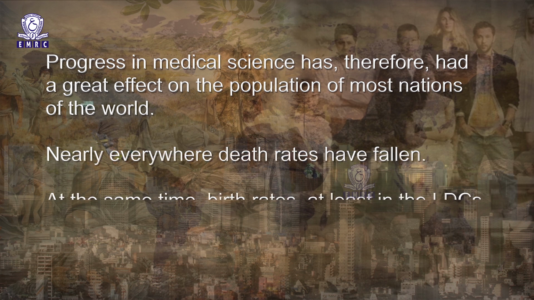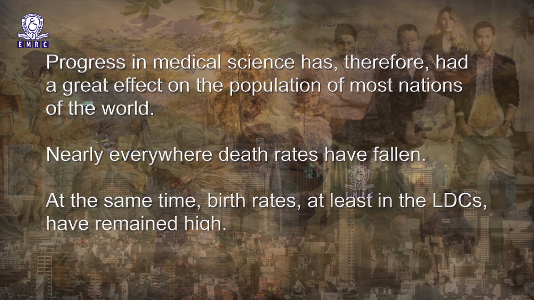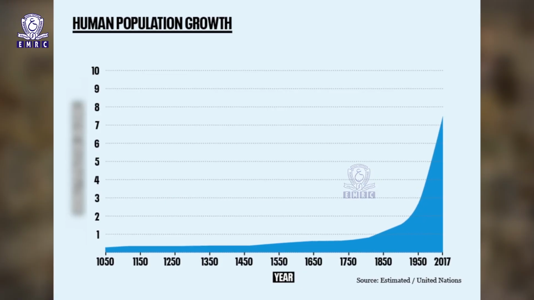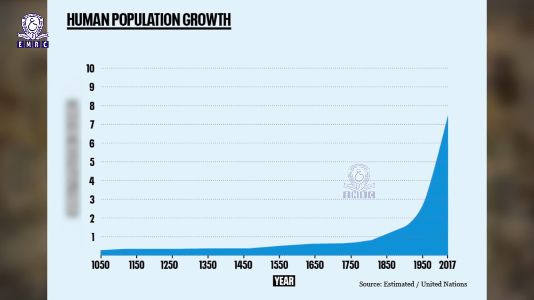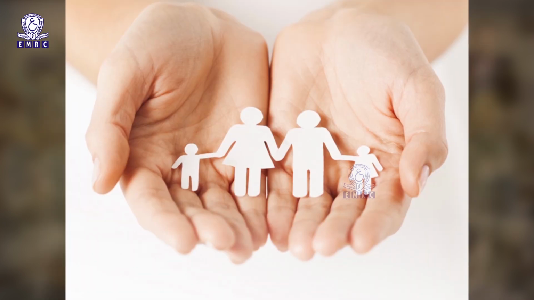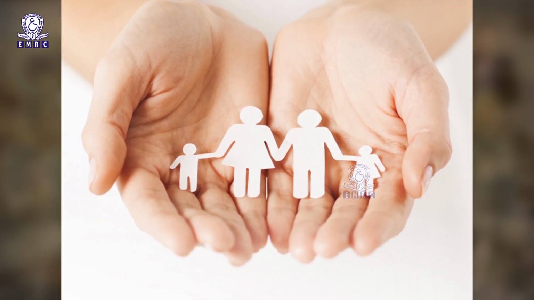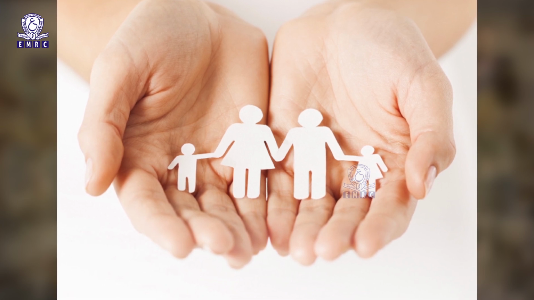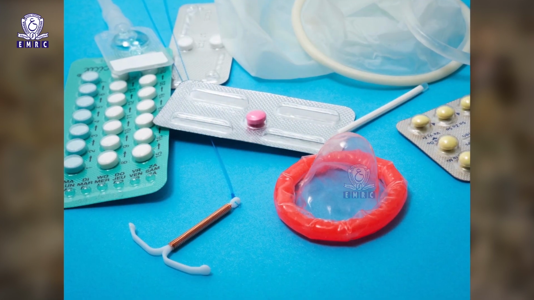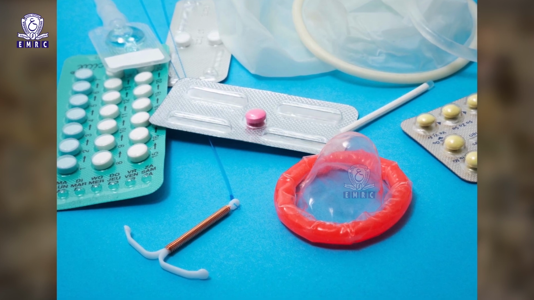Nearly everywhere death rates have fallen. At the same time, birth rates, at least in the less developed countries, have remained high. This combination of high birth rates and low death rates has led to population explosion in many countries throughout the world. The end of the population explosion worldwide will be determined by how much countries invest in family planning efforts to lower fertility and slow down population growth.